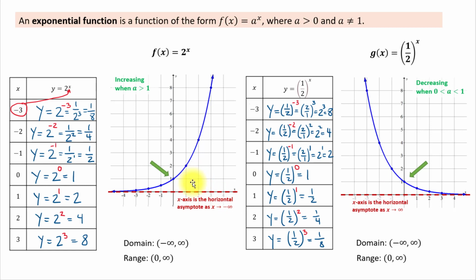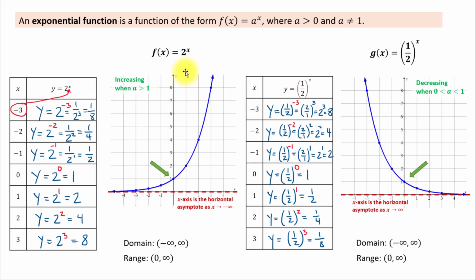Do you think it's a coincidence? Well, of course it's not. Both points were obtained when we let x be equal to 0. And for the exponential function, that means that the base, for the first one it's base 2, for the second function it's base 1/2, are both raised to the power 0. And we talked about how any number raised to the power 0 equals 1.